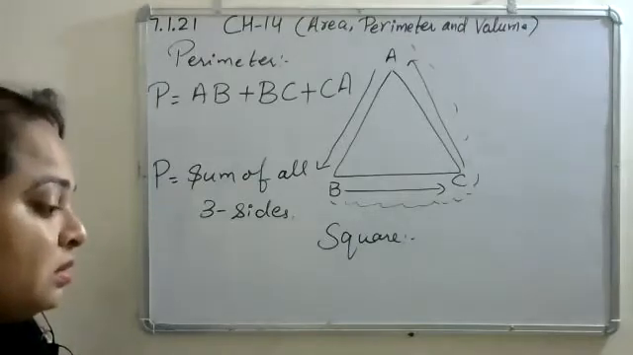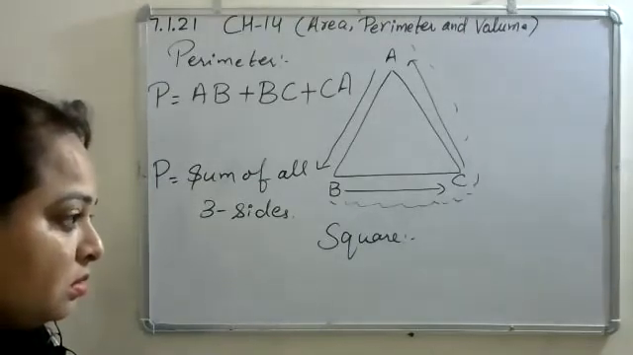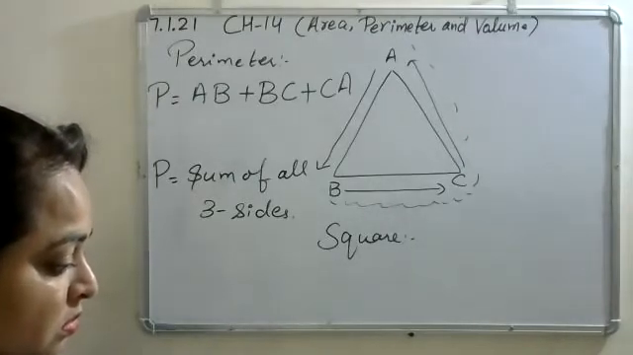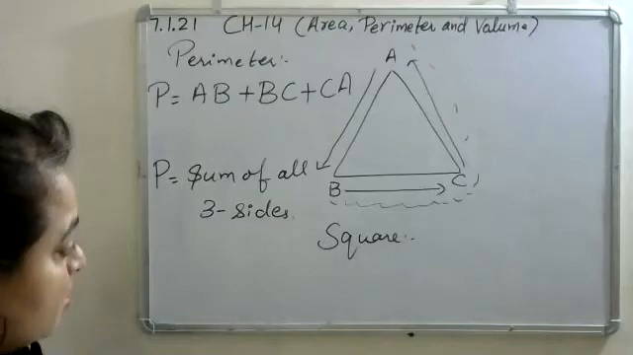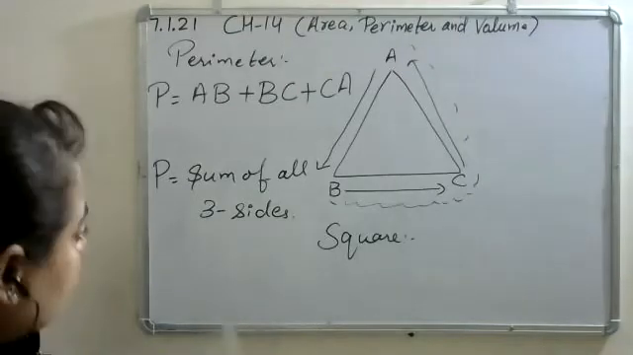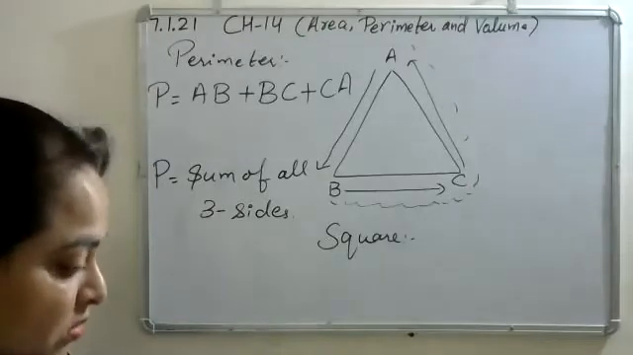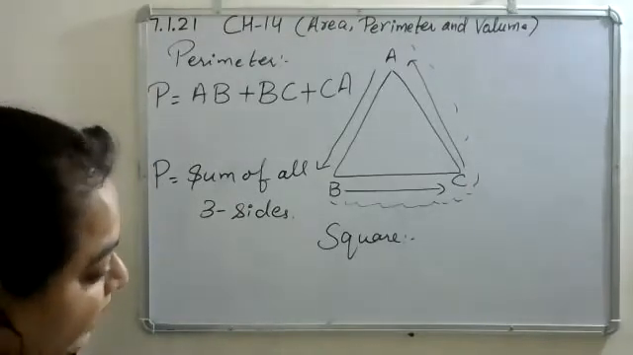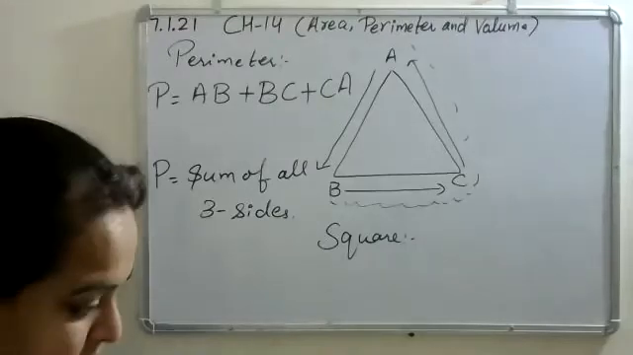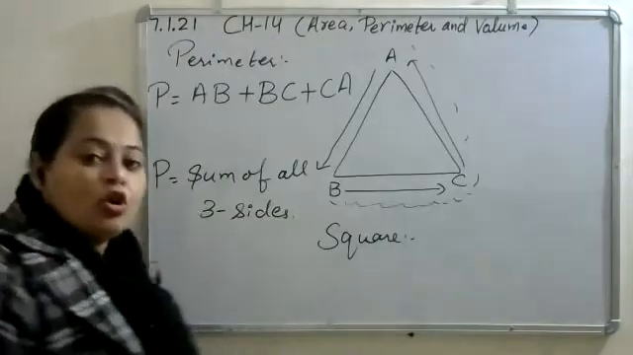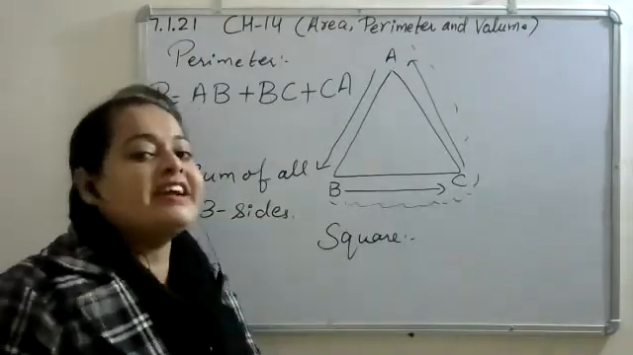Ma'am, I am saying that the perimeter of a triangle formula is the sum of the length of 3 sides. You can write it that way too. Write down, sum of length of 3 sides, that is also correct. Write sum of all 3 sides, and sum of length of all 3 sides is the same thing.